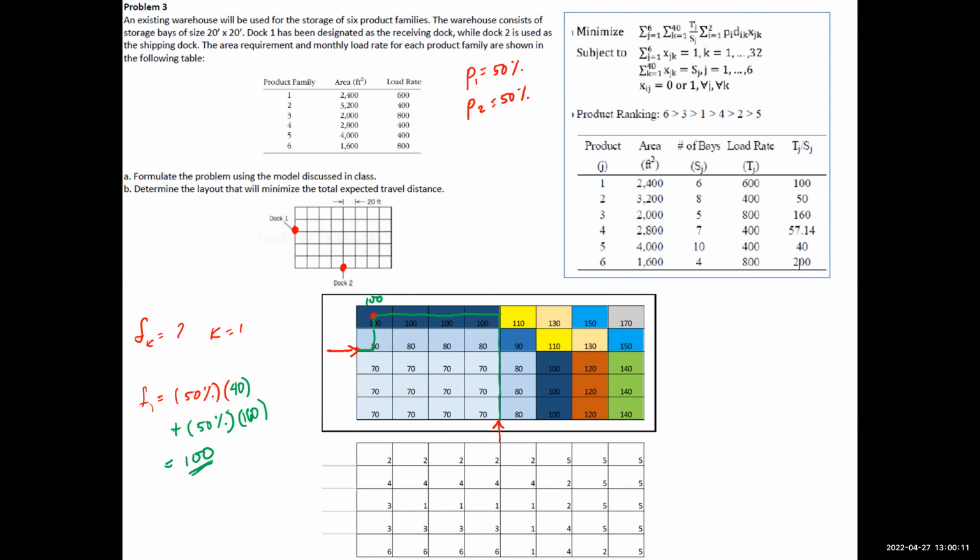Then we have the cells that we can identify as the best locations for the warehouse. And then based on these ratios and the number of bays that are needed, we can allocate these products to the bays. So for example, we start with product 6, because it's the first one in terms of the ranking, and we need 6 bays for product 6. So I want to locate 6 in the best cells available.